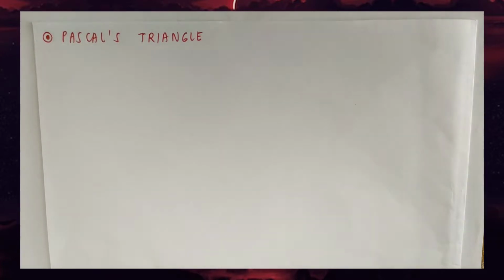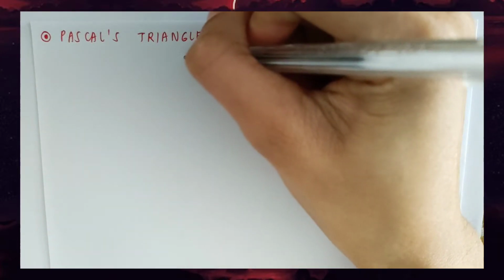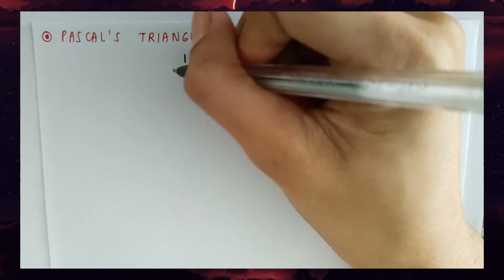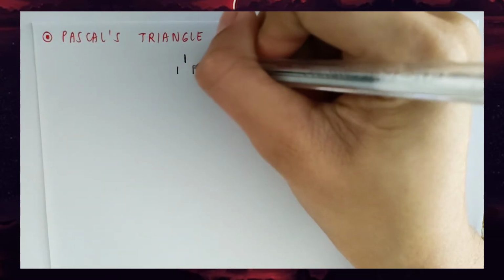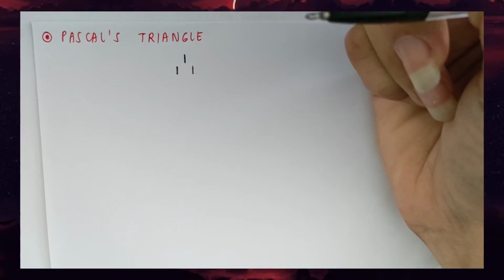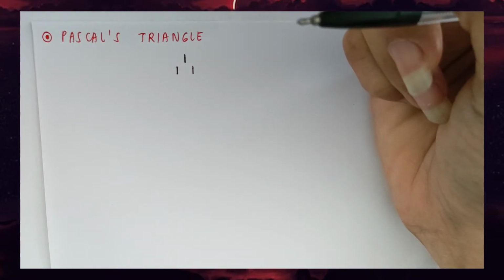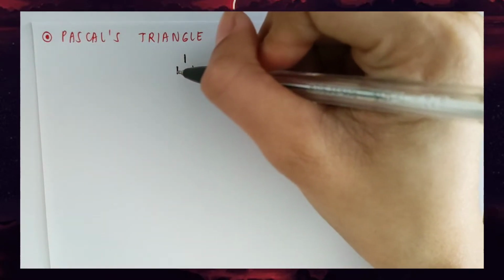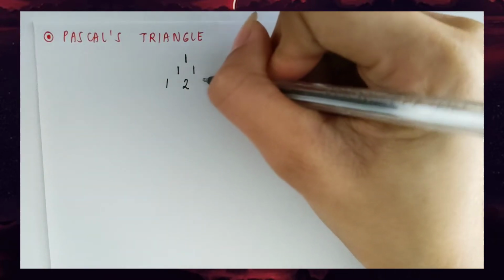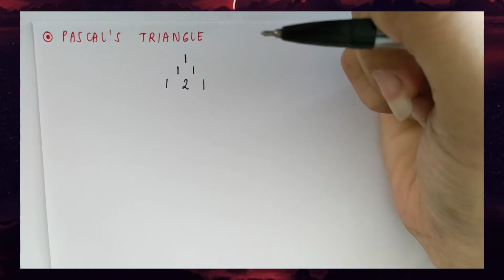First, it starts with 1. Then you need to write another 1 to the left and to the right. And it looks like a triangle. This is the beginning. Next, let's add 1 and 1, that is 2. Write again 1 and 1 to the left and right.